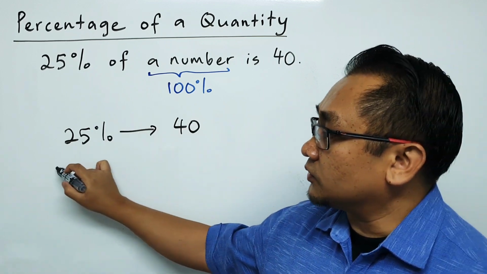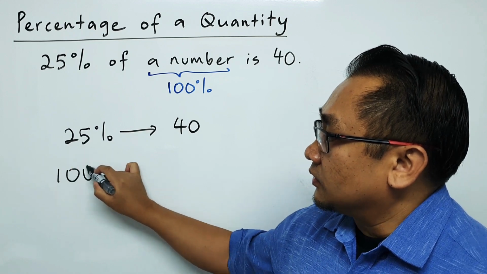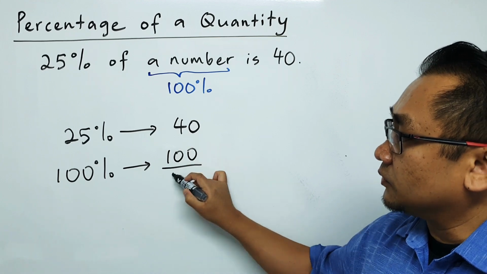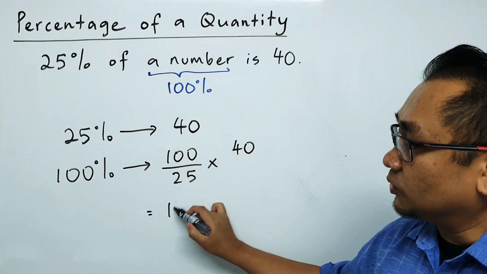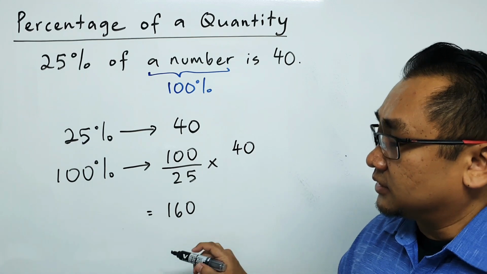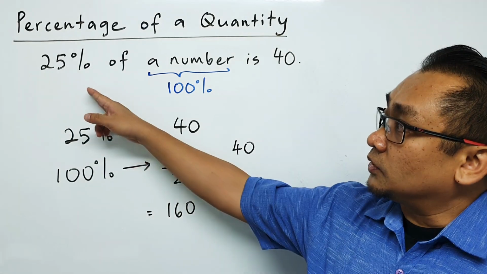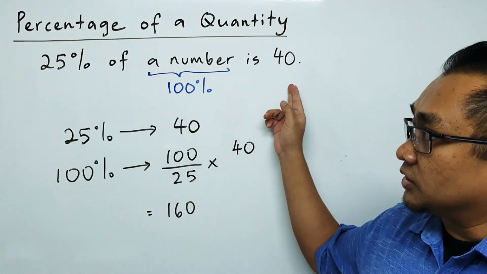Now you are asked to find 100%. Here you have two methods. You can find 1% first, or you can just form the proportion: 100 over 25 times 40 is equal to 160. Do take note of the difference between 25% of 40 and 25% of a number is 40.